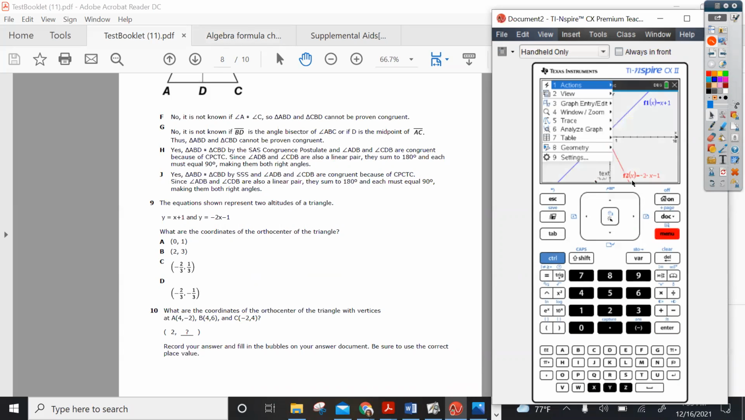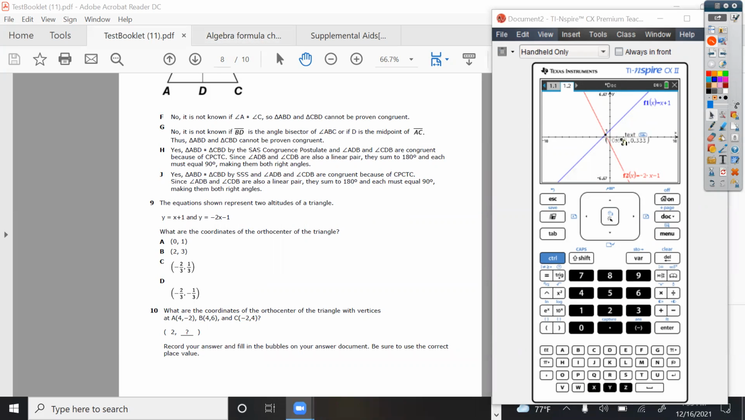To find that, we're going to go menu, analyze graph, intersection, left side, right side. And then we're going to look at these. So they're both decimals, which means they're both going to be fractions. Whole numbers are out. Then negative, positive. This is negative, negative, no. So C.